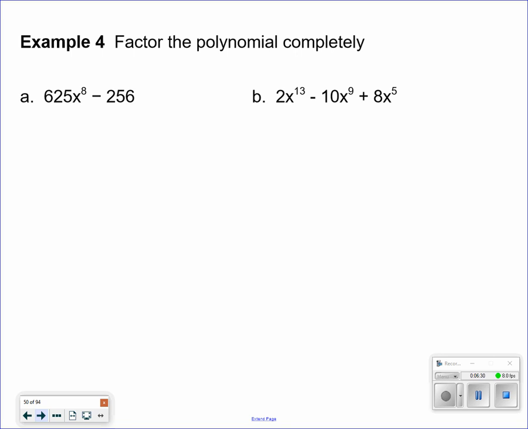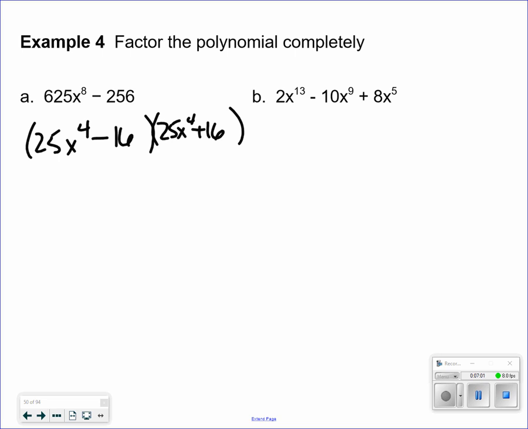All right, so 625. Now, 625 is a perfect square. It's actually 25 x to the 4th. So that is a perfect square, 25 x to the 4th. 256 is a perfect square. It's 16 times 16.